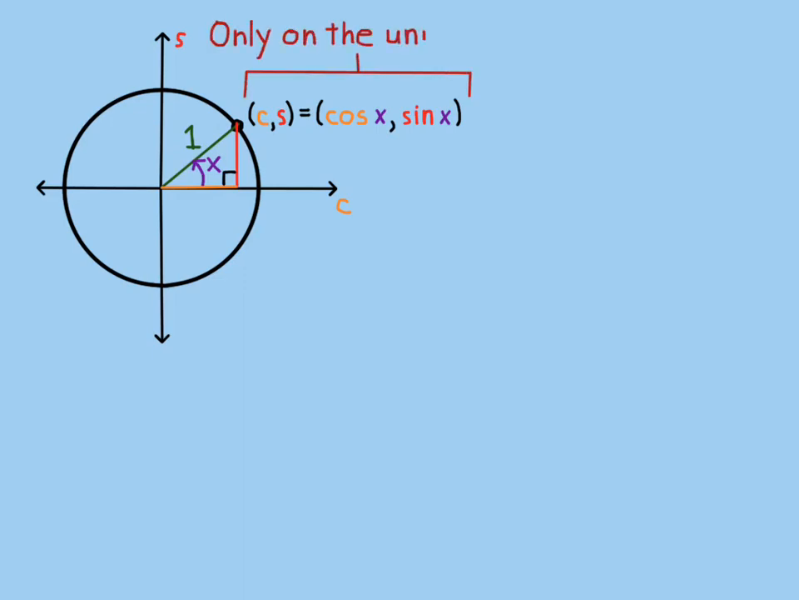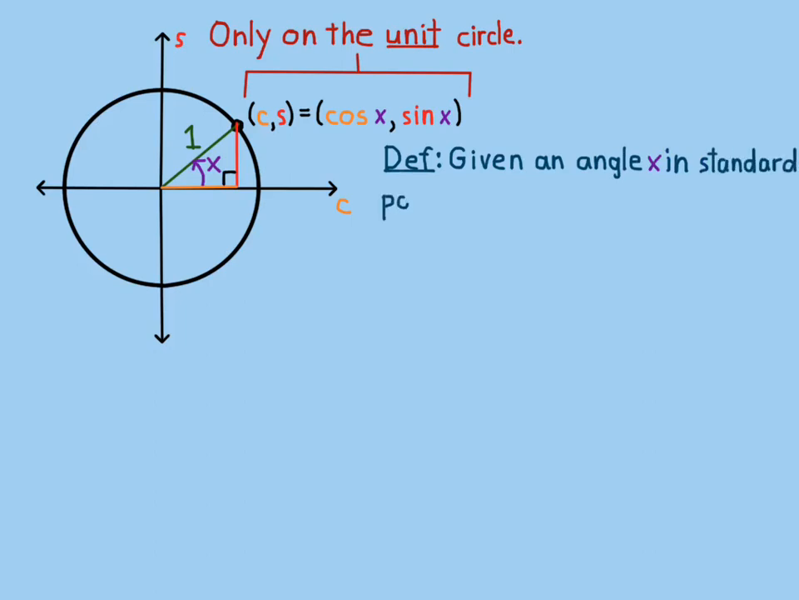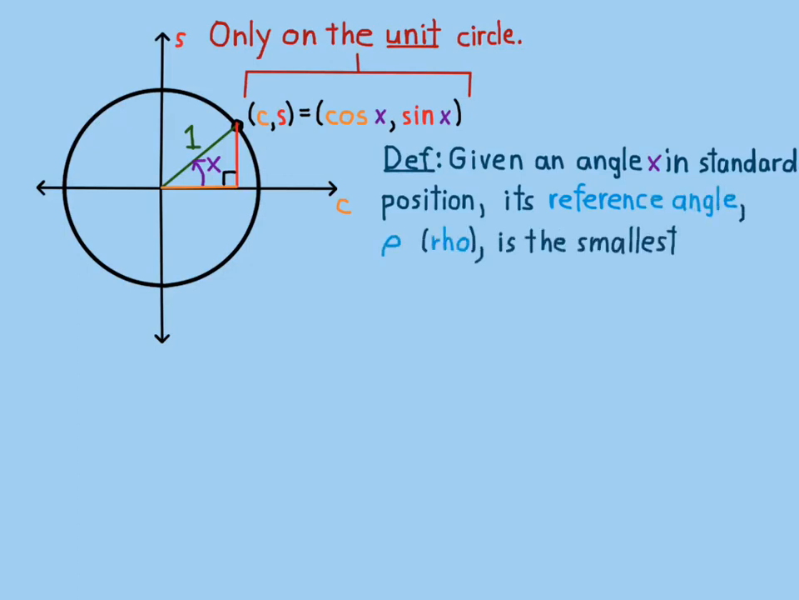Okay, so just to remind you, this is only on the unit circle that C equals cosine x and S equals sine x. I mentioned that on the previous video as well. So here's the definition. The book mentions this definition that I don't use all that much, but the problems that you'll be solving sometimes ask for this, so you need to know what this is.